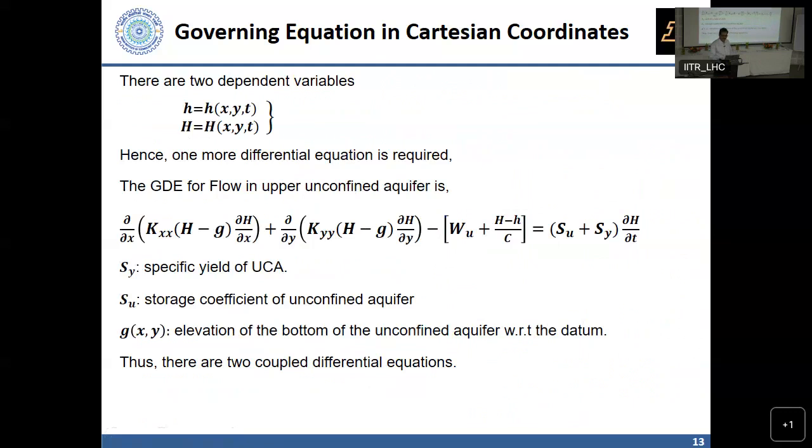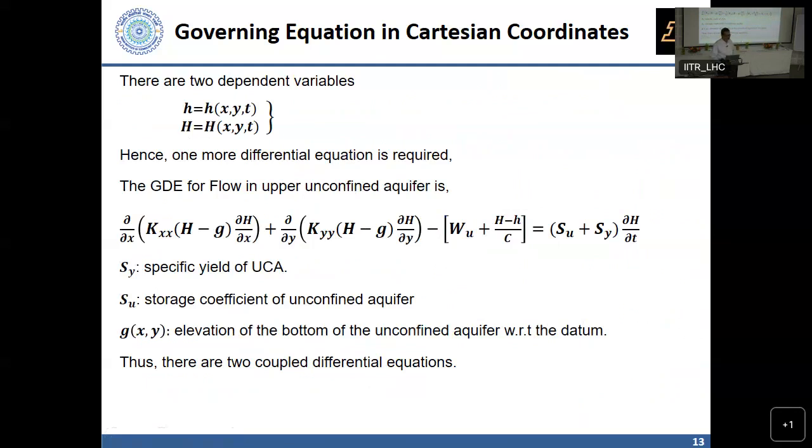That equation will take this particular form. It's the same equation now. K is the conductivity, and capital H minus G is the thickness through which the flow is occurring. Del H del x is the gradient for the unconfined aquifer that's moving flow in the x direction. Similar terms for flow in the y direction. If there is water being withdrawn from the unconfined aquifer, then we have W sub U.